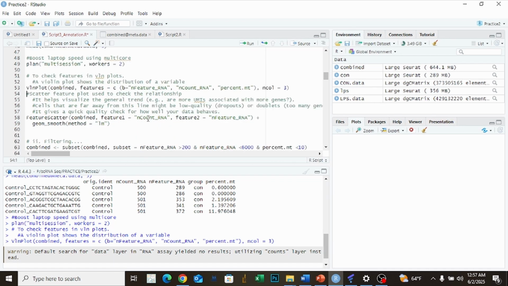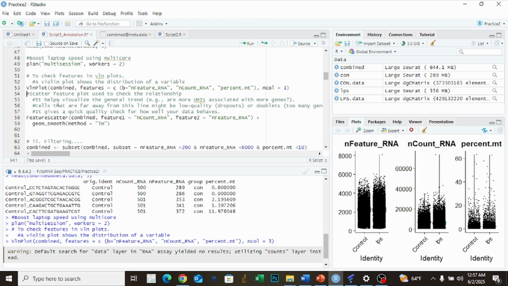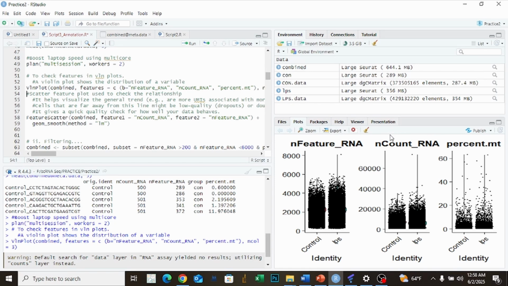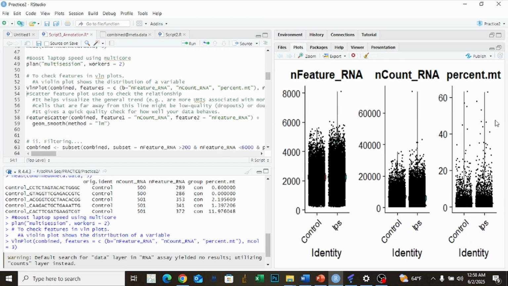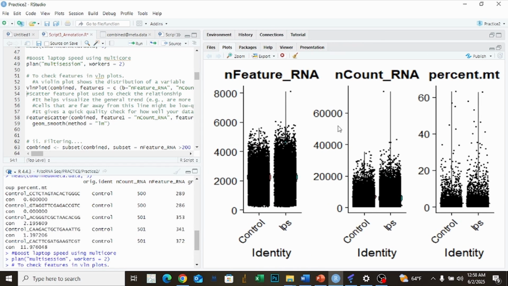Okay, it's going on. After violin plots, we can make scatter plots used to check the relationship between nFeature and nCount, and we can compare control and LPS, just like in my case. These scatter plots help to visualize the general trend. If we look at these figures, with control and LPS, because of merging the data, now it's easy for us to visualize two groups together in one figure.